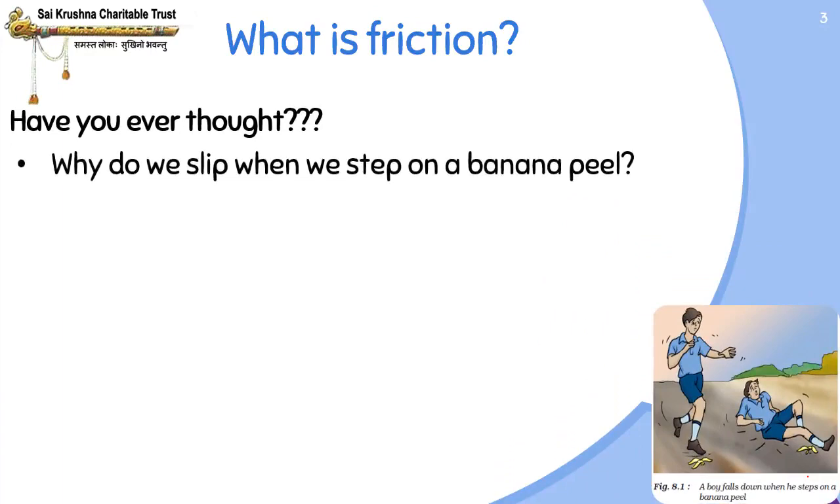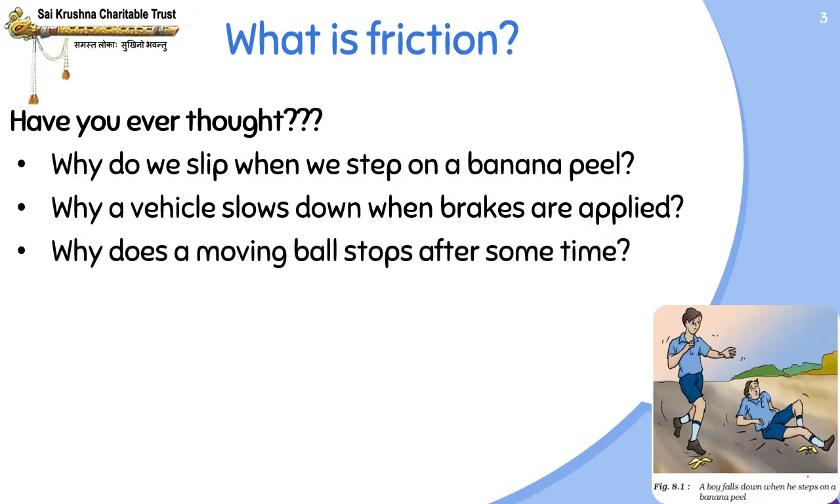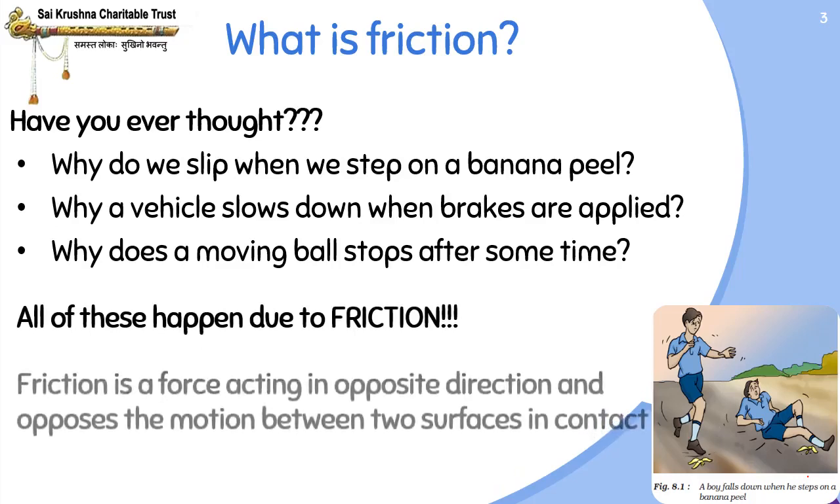Have you ever thought, why does someone fall down when he or she steps on a banana peel? Or say if we are going in a vehicle or a car and the driver applies the brake, it slows down. Or a simple example where we throw a ball and it moves for some time, and with no one physically stopping it or disturbing it, still it stops after some time. The answer is all of these happen due to friction.